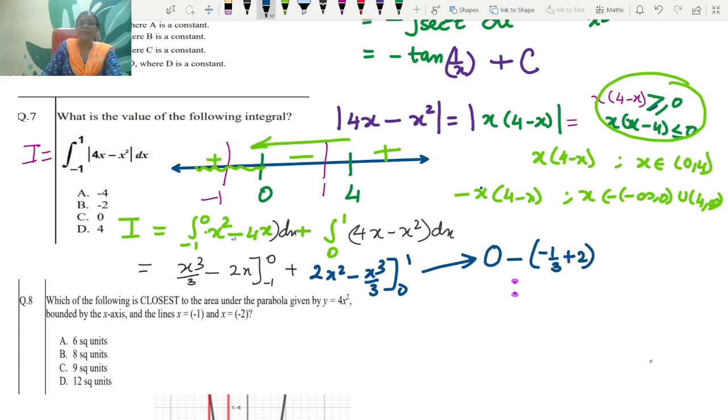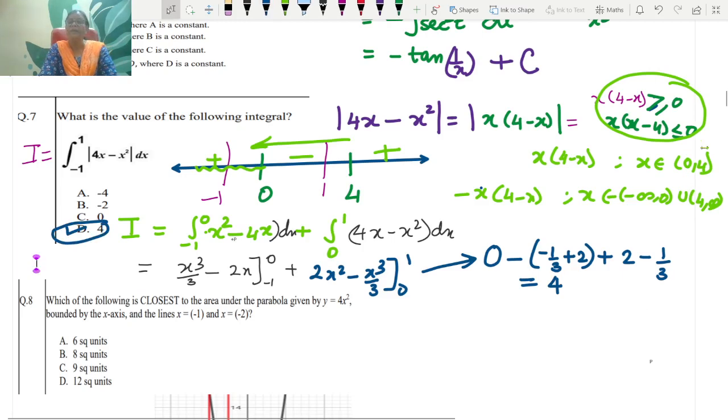And the next statement, x is equal to 1. So replace it as 1. So you get 2 minus 1 upon 3, and with x equal to 0 the whole thing is 0. So what is the final answer? 2 plus 1 upon 3, minus 1 upon 3 cancels out. Final answer is 4. So the fourth option, that is I is equal to 4, will be the correct option. Fine.